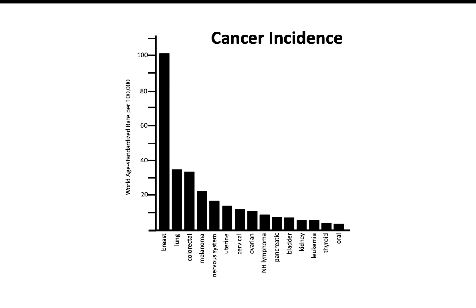This graph shows the cancer incidence in the U.S. based on a rate per 100,000 people. So you can see the highest incidence is for breast cancer, and then next for lung cancer, although that's been coming down as people quit smoking. Colorectal, melanoma, nervous system, uterine, cervical, ovarian, and then a lymphoma, some pancreatic cancer, etc. So this is just the incidence, the number of people being diagnosed with those diseases.